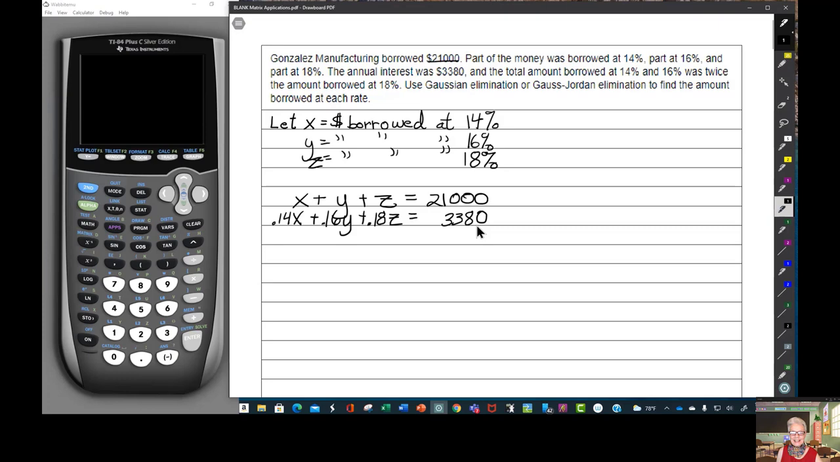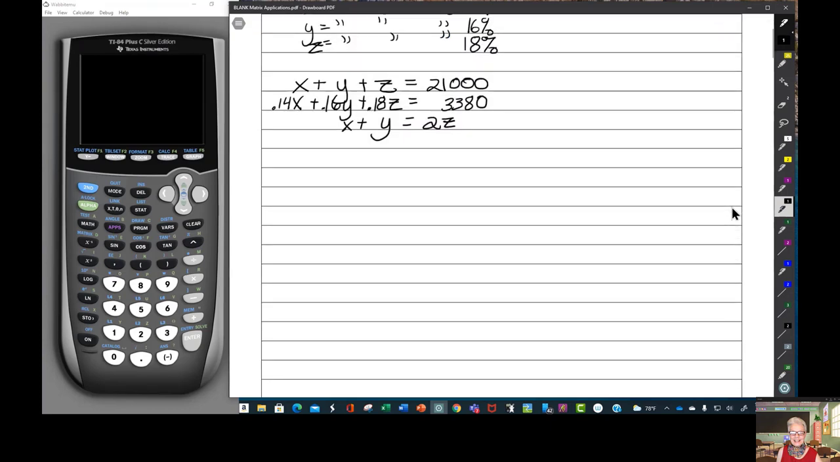Now we're told one more thing, that the amount of money borrowed at 14% and 16% is twice the amount borrowed at 18%. The total amount borrowed at 14% and 16%, that's X and Y. So we're being told that this total amount of money right here equals twice the amount borrowed at 18%, so that will be 2 times Z. So now we have our table ready here.